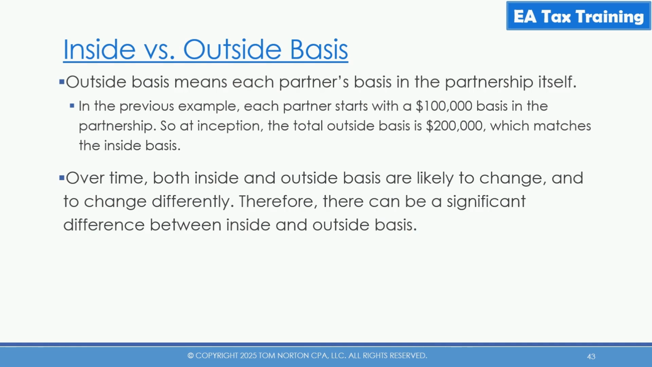So now let's look at outside basis. In the previous example, each partner starts with a $100,000 basis in the partnership. Remember, partner A put in the building with an adjusted basis of $100,000. Partner B put in cash of $100,000. So they've each got a basis in the partnership of $100,000. So the total outside basis is $200,000, which matches the inside basis. But over time, both inside and outside basis are likely to change and to change differently. Therefore, there can be a significant difference between inside and outside basis.